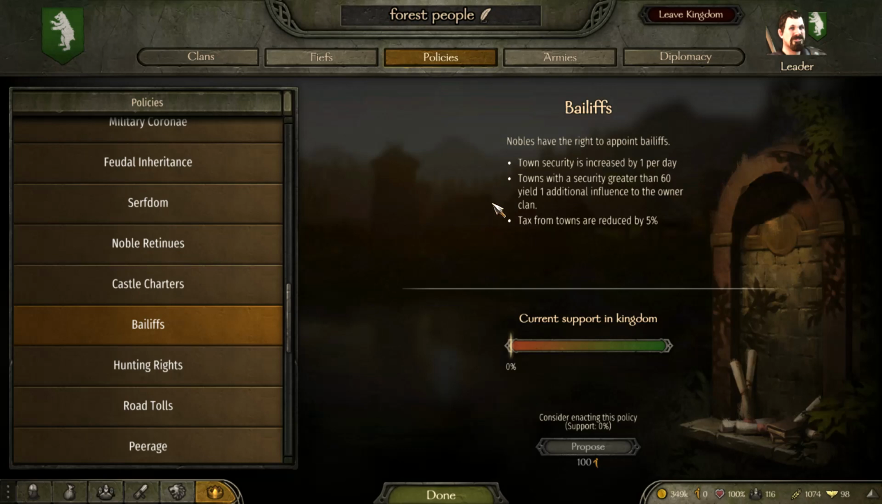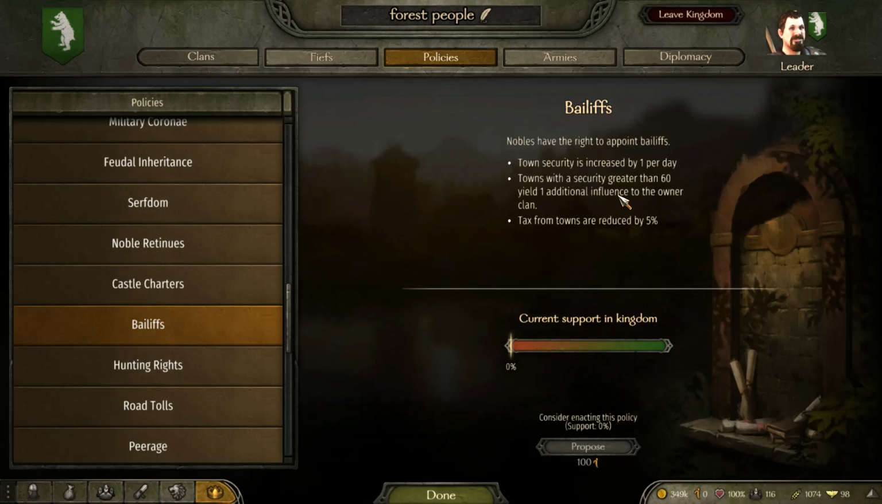Bailiffs. Town security is increased by 1 per day. Towns with a security greater than 60 yield 1 additional influence to their owner, and tax from towns is reduced by 5%. So you're losing 5% tax from all your towns, but you are gaining 1 security. So again, this could be something if you've just taken over a town, or if you've just started and none of your towns are quite there yet, this could be one to begin with. This could be one of those initial ones that you want to pick.